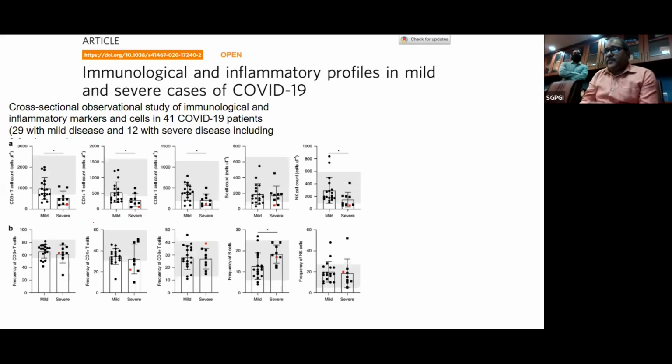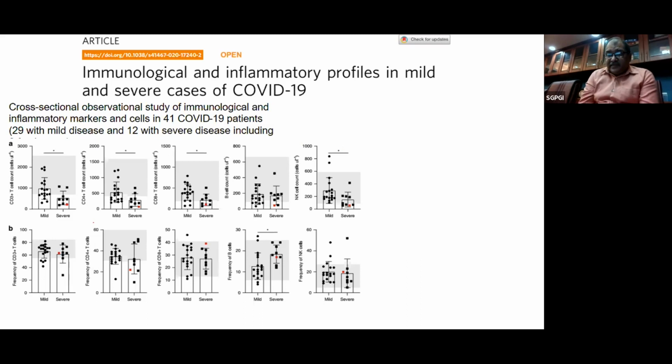So this is a study published in Nature Communications, which is a cross-sectional study of immunological and inflammatory markers. This study was published as early as April 2020, and this is from one of the hospitals in Beijing, China. This study was done on 41 COVID-19 patients, 29 with mild disease and 12 with severe disease. There were two patients who had actually died in this cohort also.